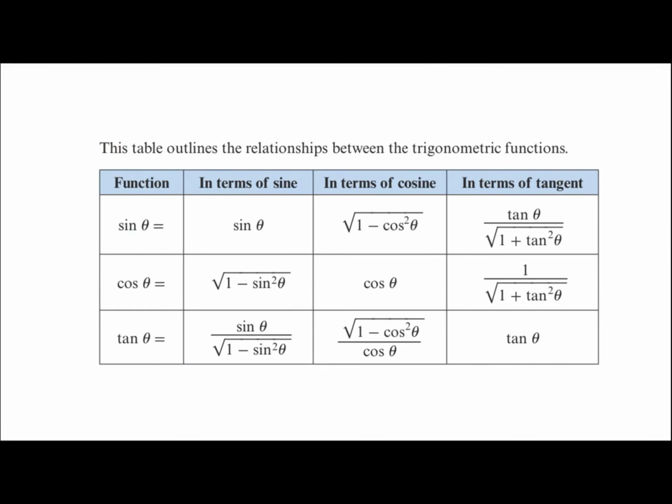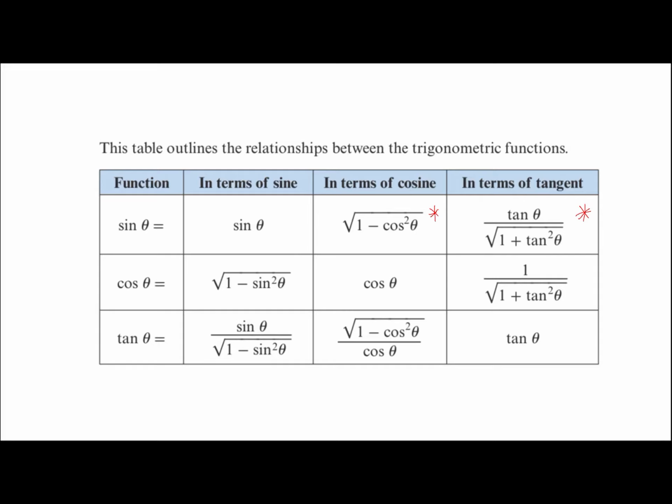All right, we've got a table here that's outlining the relationship between the trigonometric functions. I highly suggest that you pause the video and get these written into your notes. So we have the function of sine theta. In terms of sine, it's sine of theta. In terms of the cosine, it's the square root of 1 minus cosine squared theta. And in terms of tangent, it's tangent theta over the square root of 1 plus tangent squared theta.